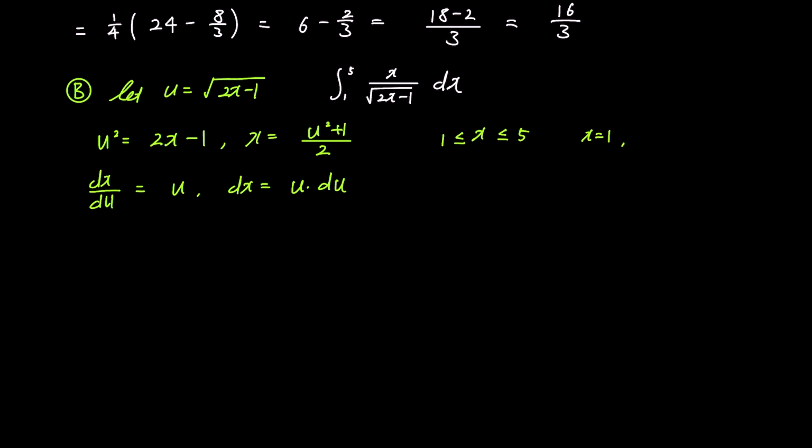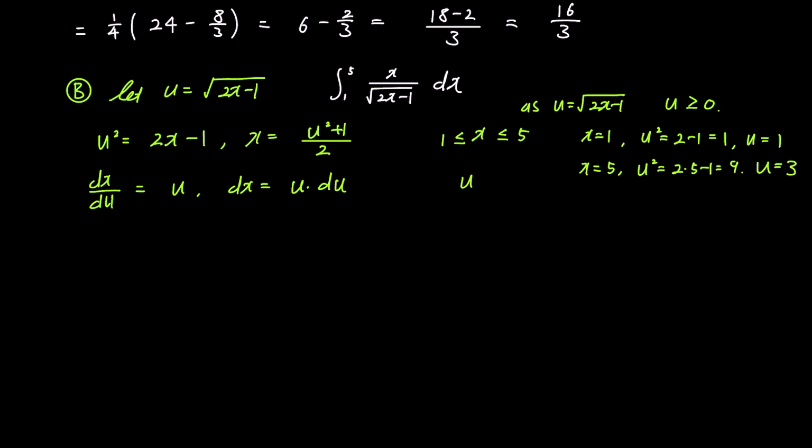Using this information, let's determine the range for u. When x is 1, u squared is 2 minus 1 equals 1, so u is plus or minus 1. However, as we substituted u with square root of 2x minus 1, and a square root cannot be negative, u takes only positive values. Thus, u is 1. When x is 5, u squared is 2 times 5 minus 1 equals 9, so u is 3. Now, we have the integration range for u as 1 to 3. Let's calculate the definite integral.